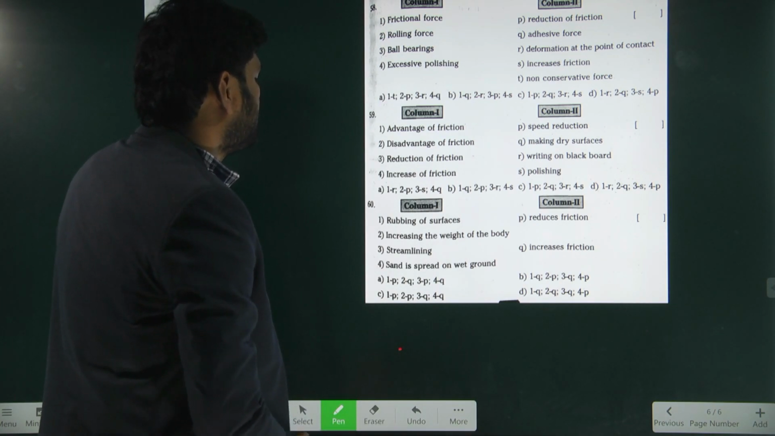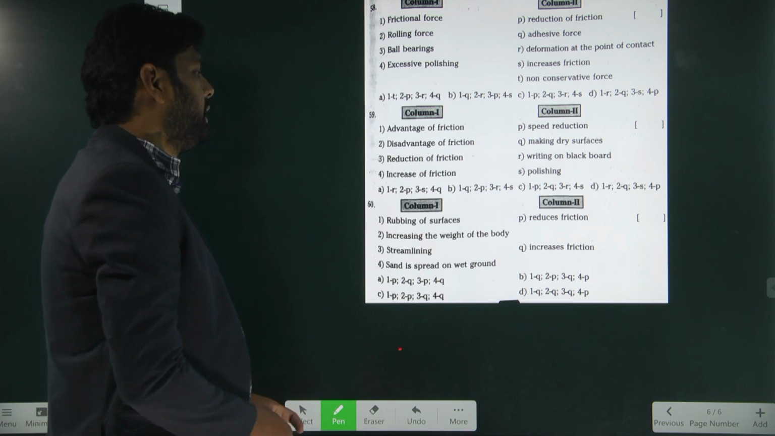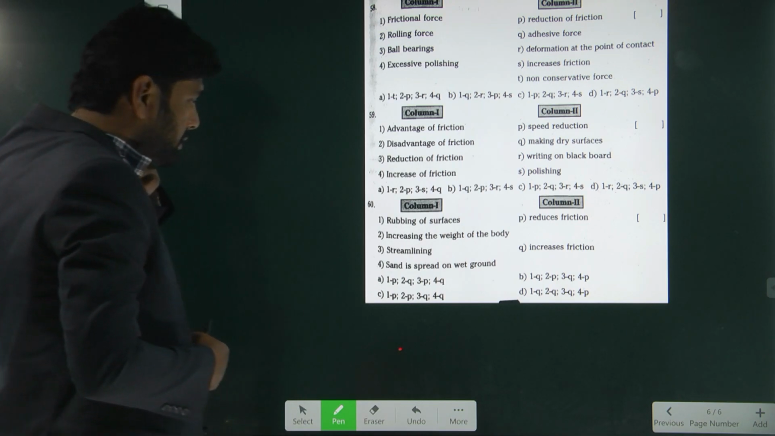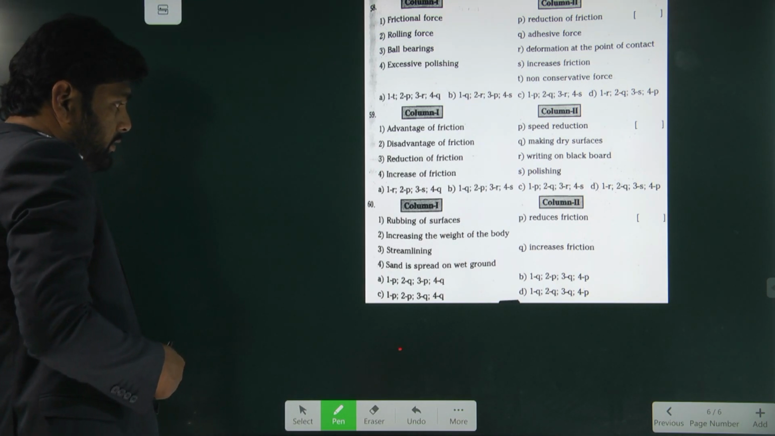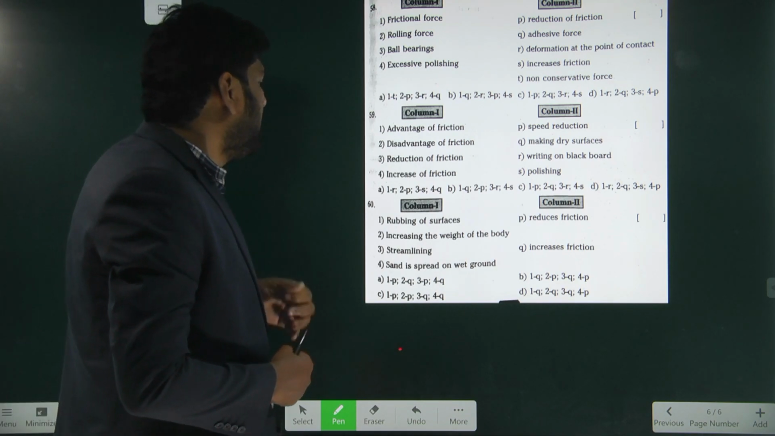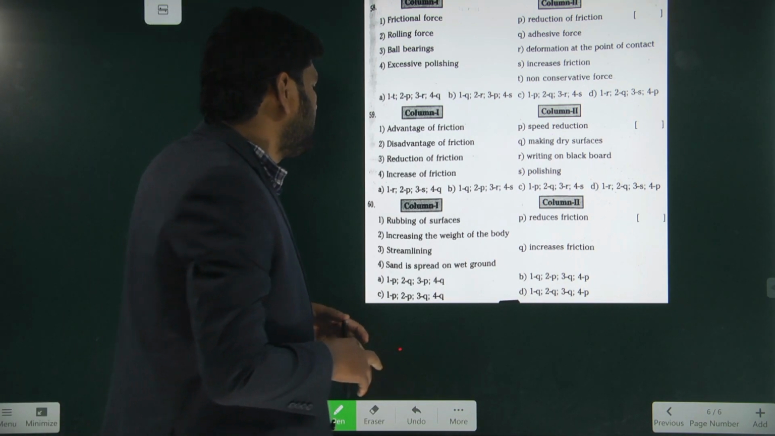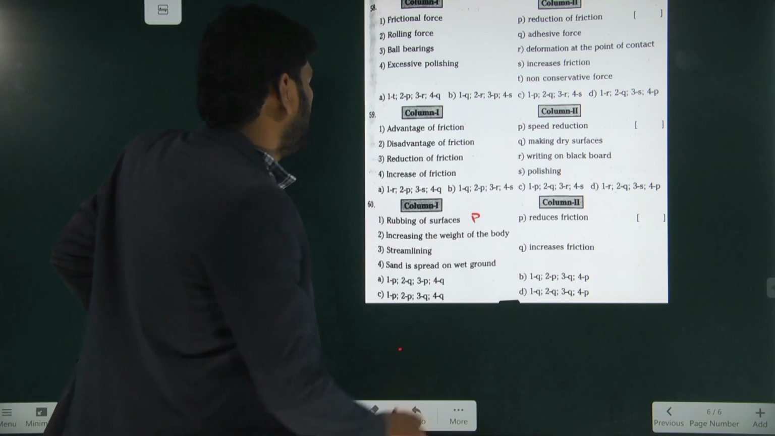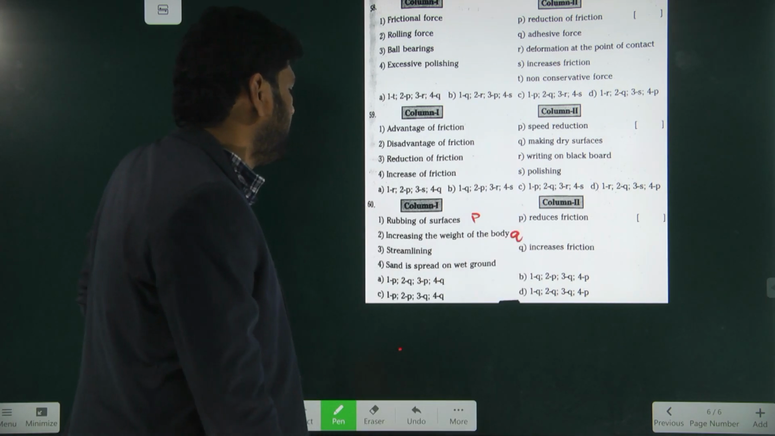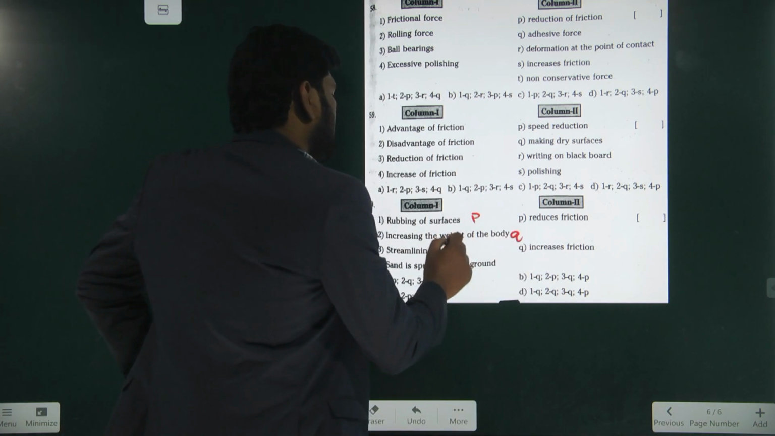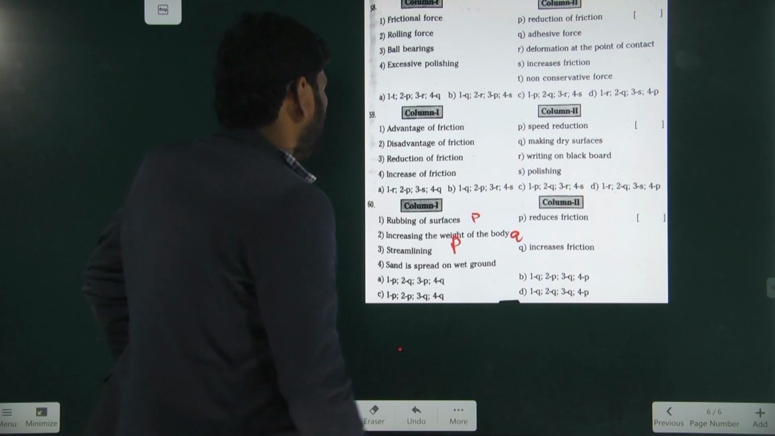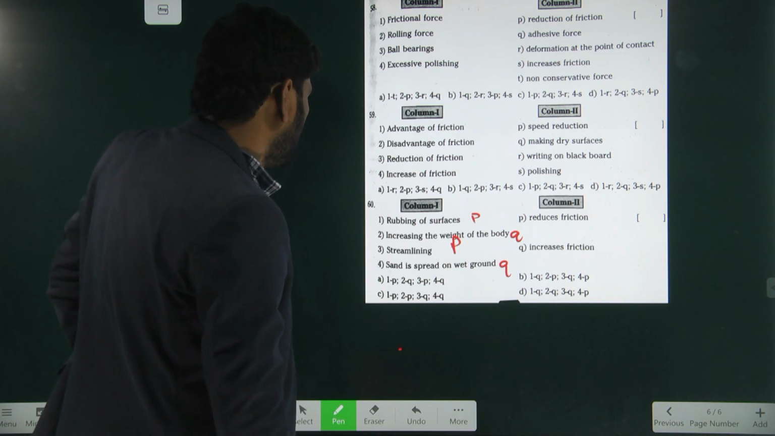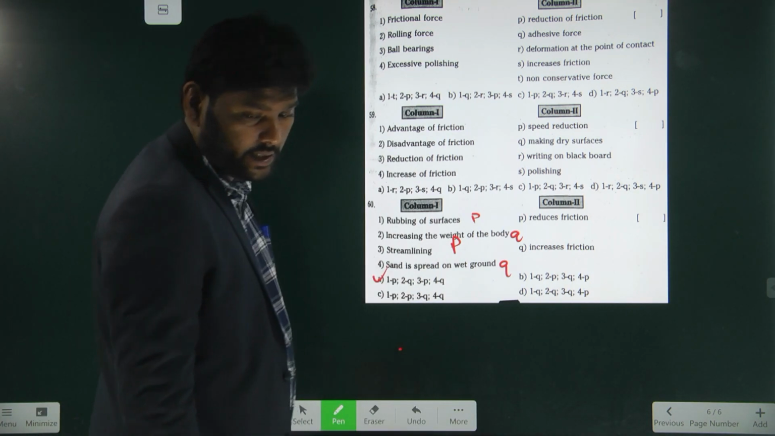Rubbing of surfaces. What is the rubbing of surfaces? Reducing the friction, increasing the friction. Which one is the correct answer? Rubbing of the surfaces, reducing the friction, that is P. Increasing the weight of the body increases the friction. Streamline, reducing the friction. Sand spread on the wet ground increases the friction. PQ, PQ. Option A is the right answer.